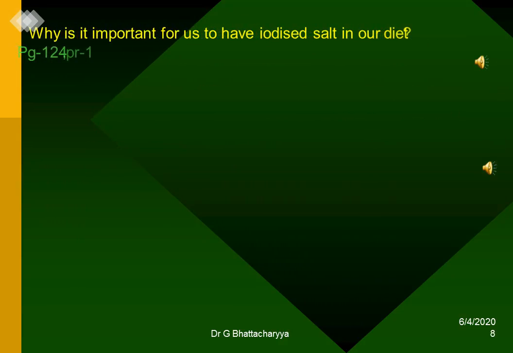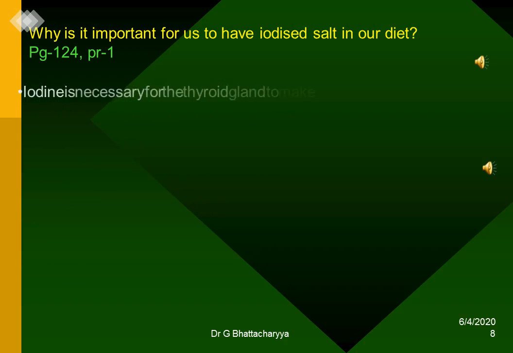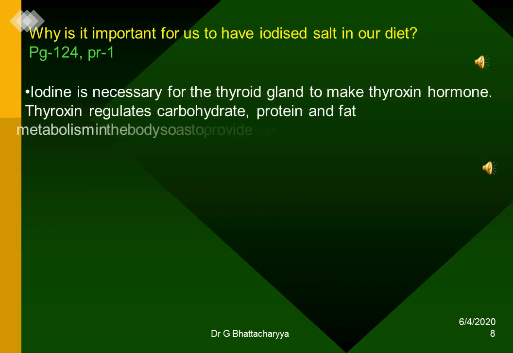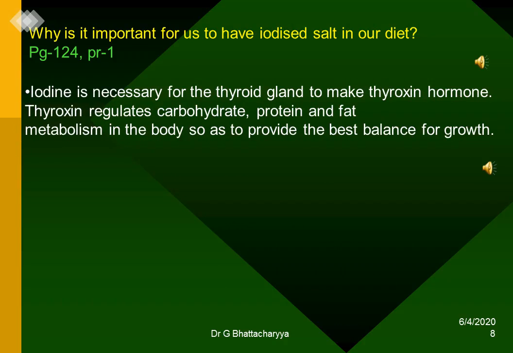Why is it important for us to have iodized salt in our diet? Iodine is necessary for the thyroid gland to make thyroxine hormone. Thyroxine regulates carbohydrate, protein and fat metabolism in the body so as to provide the best balance for growth.